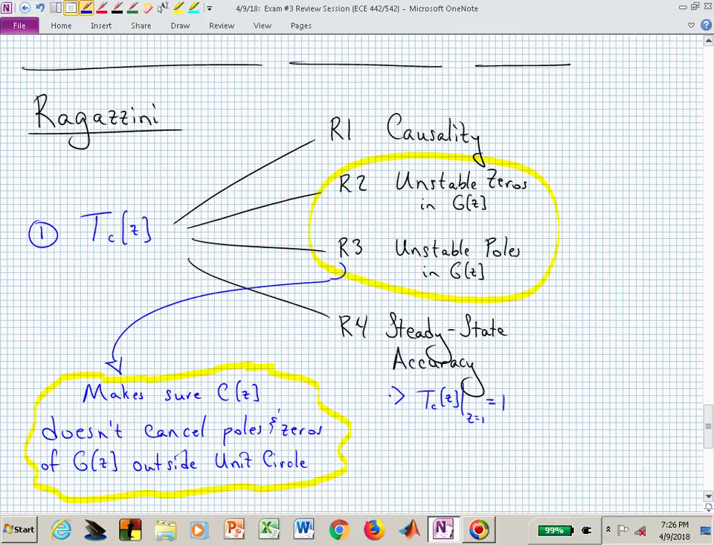I would admit that so that I know, oh, good, they understand that in the heat of the exam calculation, something went wrong. That's what I want you to be able to do, to tell me. Don't say, oh, I hope he doesn't notice. That's not the right response. Okay? So, restrictions 2 and 3 are designed to ensure that you're not canceling unstable poles and zeros of G of Z with your C of Z. That's the whole point of having those two restrictions.